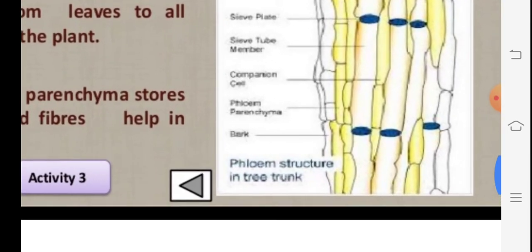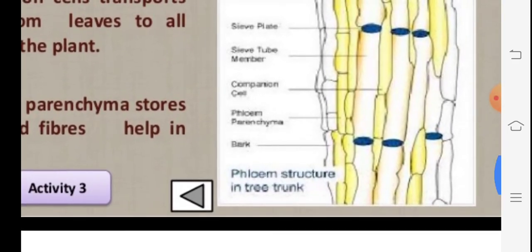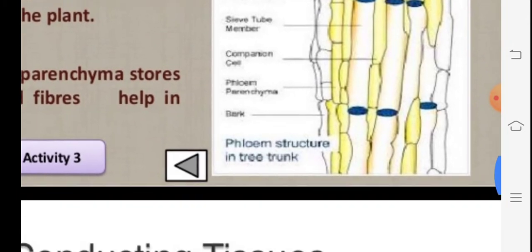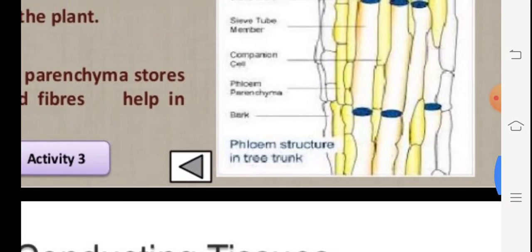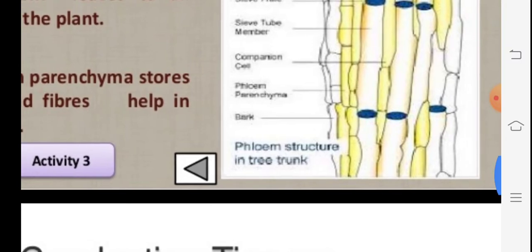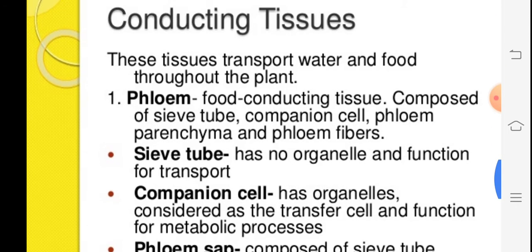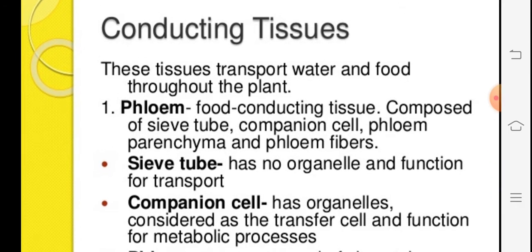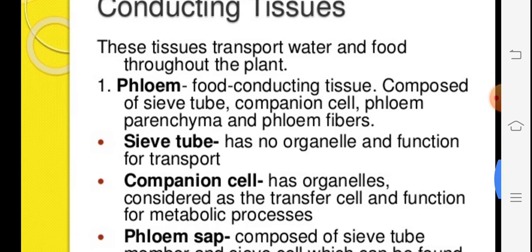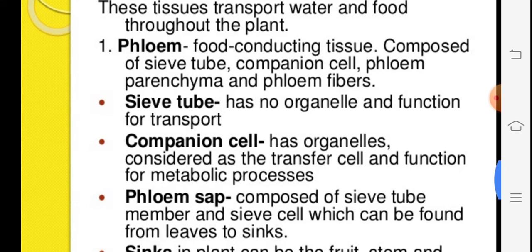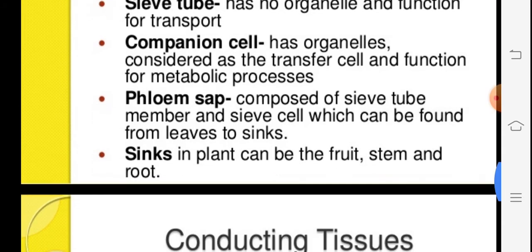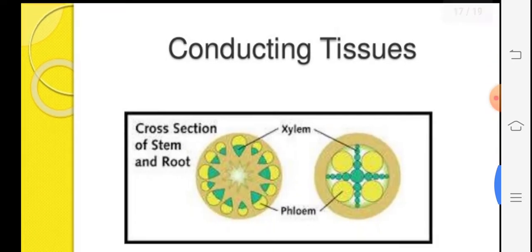Here we should compare the sieve plate, then the sieve tube, and how the structure of the phloem is in the leaves. Then the main function of this is that it is also acting as a conducting tissue. Phloem is for food conduction, and sieve tubes show organelles and function in transport. Companion cells transfer and function for metabolic processes, right?